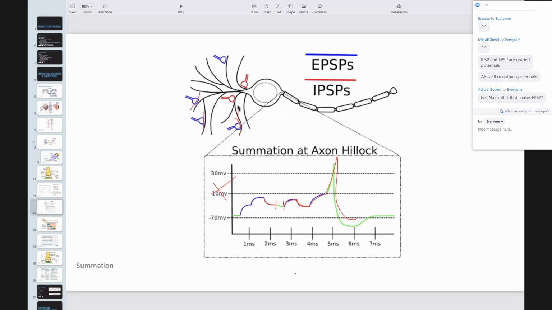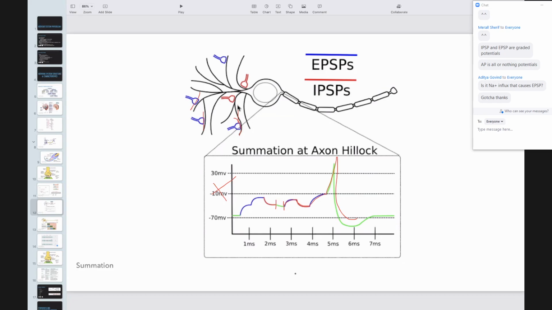Yeah, so you can have sodium influx that causes excitatory EPSPs. You can have chloride influx, which is another one that is outside, that can cause an inhibitory response. And so they're graded. The strength does matter here. They add, so not all EPSPs are created equal. Not all IPSPs are created equal. And so you can just add them all up.